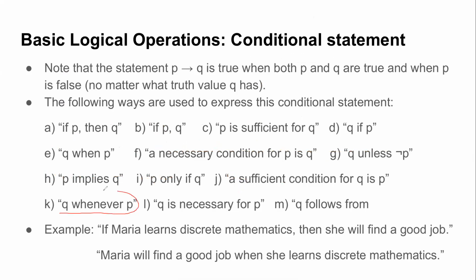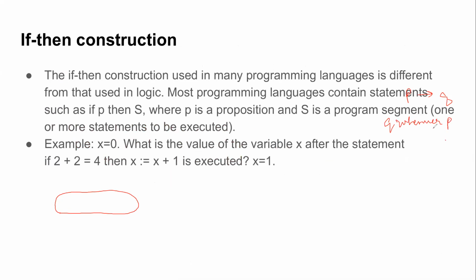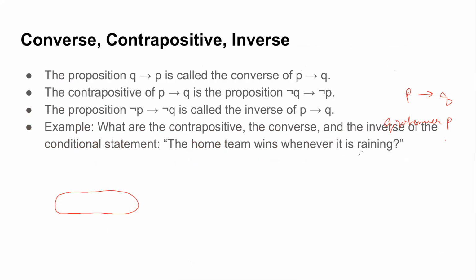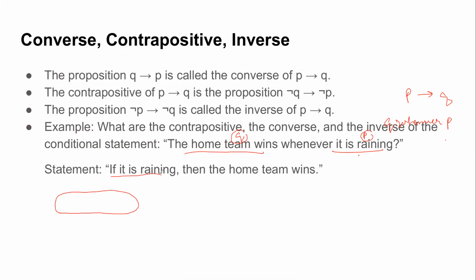As I said, we'll be coming back to the slide again and again. So if I have P implies Q, one of the alternate ways of saying it is Q whenever P. And that is what we had here: whenever it is raining. So that means it is raining is your first statement, or your hypothesis, and home team wins is your conclusion. So if I have to write it in this form, I can write, if it is raining, then the home team wins. This is very important, how you map it back to if and then form.